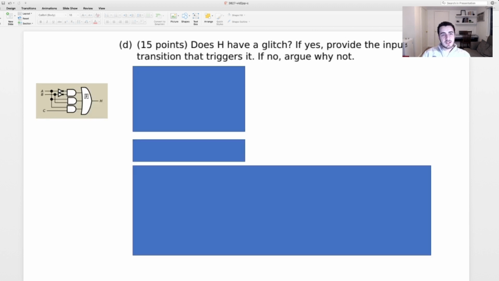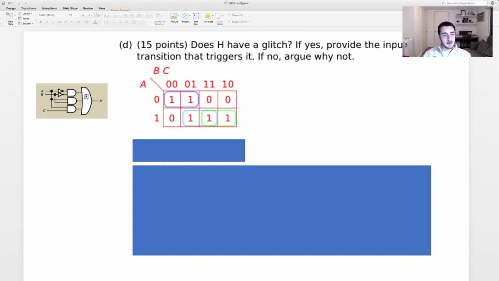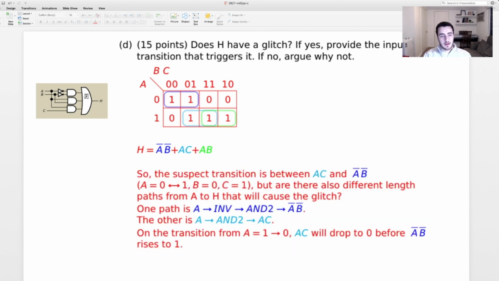So we now need to see if H has a glitch, and if it does, we need to provide the input transition that triggers it, and if it doesn't, we need to argue why this wouldn't be the case. So we start by making a K-map for H, and again, I encourage you to do that, and this is what we're given. We see that it's perhaps a bit suspicious because there's a little bit of overlap between AC and not A, not B, so let's actually test that out.